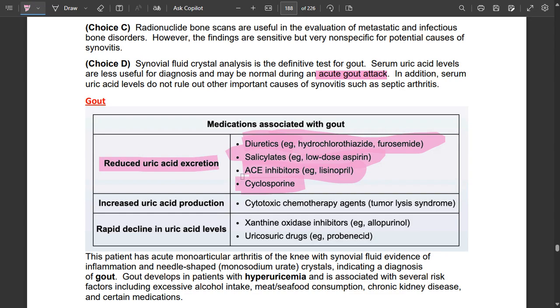These are the drugs which cause uric acid levels to rise in the blood. Uric acid level can rise in blood because of less uric acid excretion, because of diuretics like hydrochlorothiazide and furosemide.